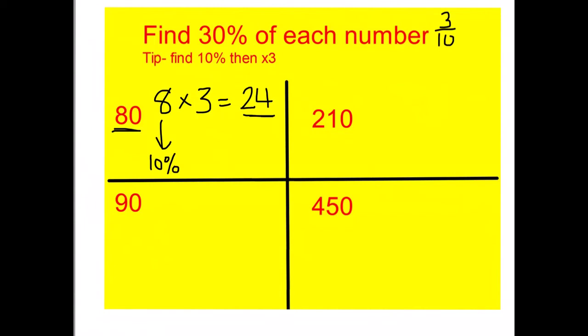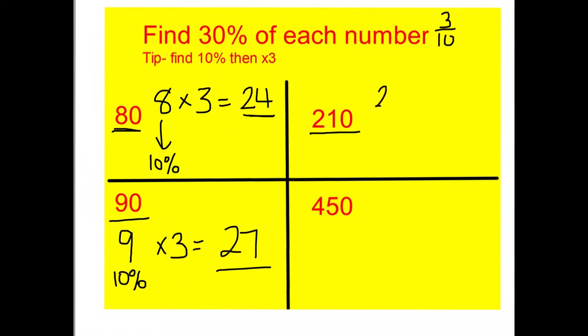My next one, 10% of 90 is 9. And I want 3 of those for 30%, so 27. So 90 is where we started. 30% of that is 27. My next one, 210. 10% of 210, divided by 10, is 21. And I have to times that by 3 to give me 63. So 30% of 210 is 63.